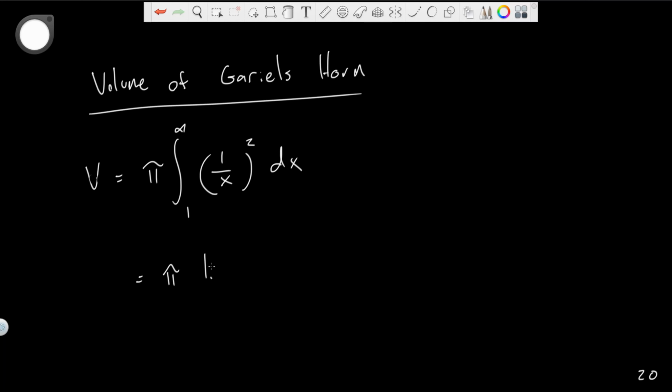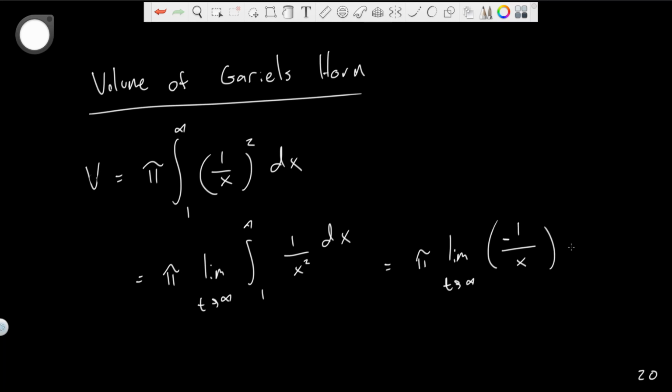Pi times the limit as t goes to infinity of the integral from 1 to t of 1 over x squared dx. The antiderivative of 1 over x squared is negative 1 over x. So write that over here. We have pi times the limit as t goes to infinity of negative 1 over x, evaluated at 1 and t. And this should not be an infinity, this should be a t. I'm making a few mistakes here and there, but I'm correcting myself. That's what's important.